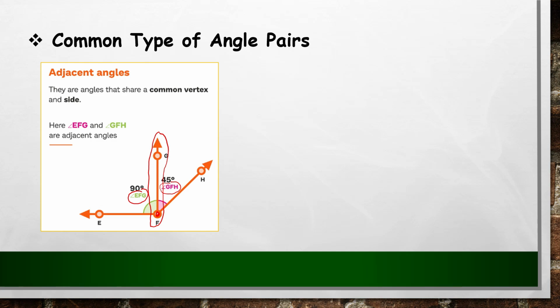So if two angles have a common side and a common vertex, we call those two angles adjacent. The sum of the measurement of those two angles is actually irrelevant. It doesn't really matter what the sum is. In this case, I think it's 135. Sometimes it's going to be 90, sometimes it's 40. Again, it doesn't matter. You just need to focus on these two things: a common side and a common vertex. If you see those two things, we call them adjacent angles.